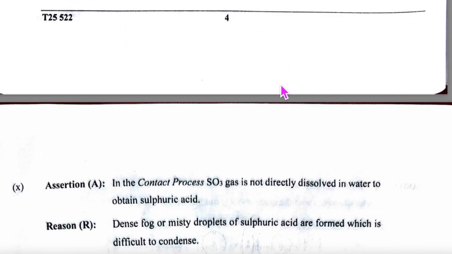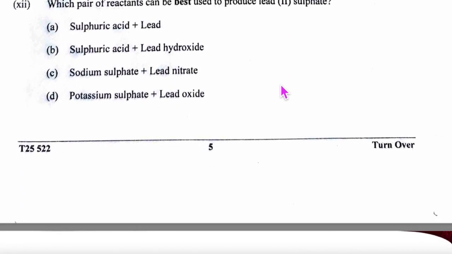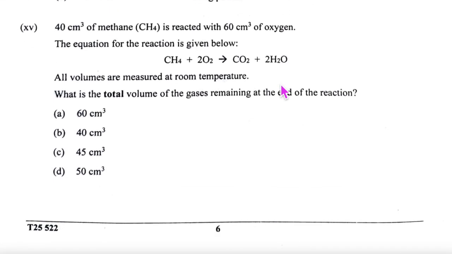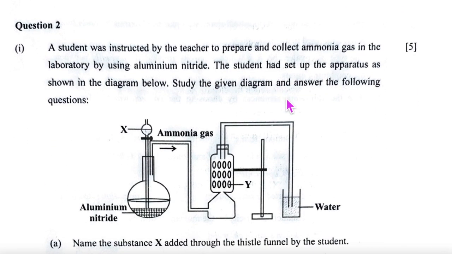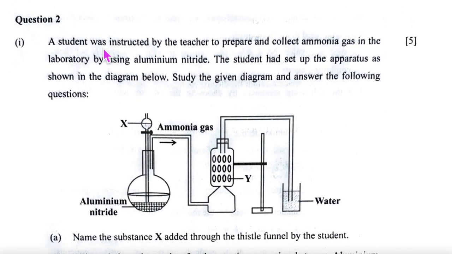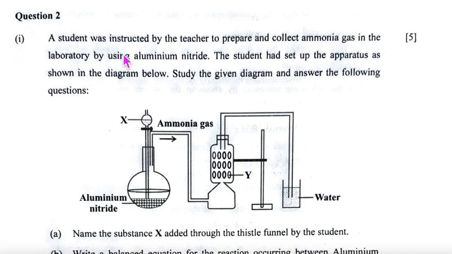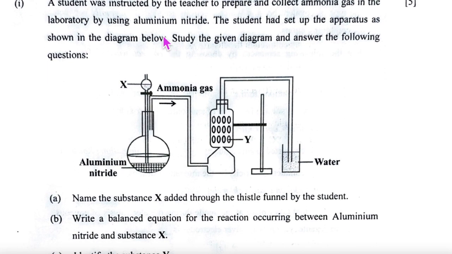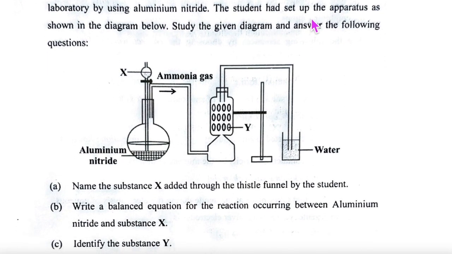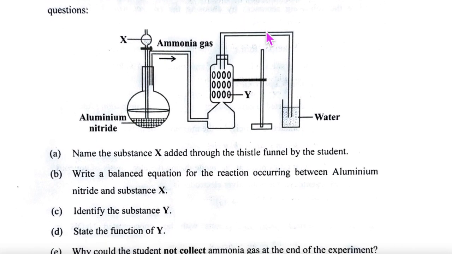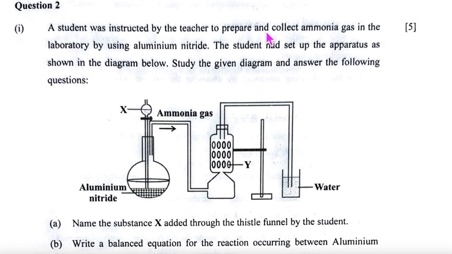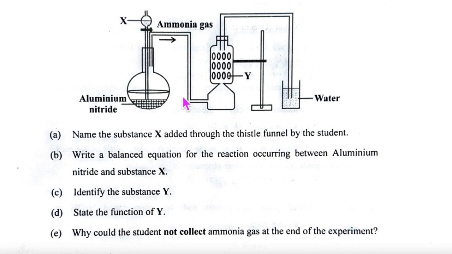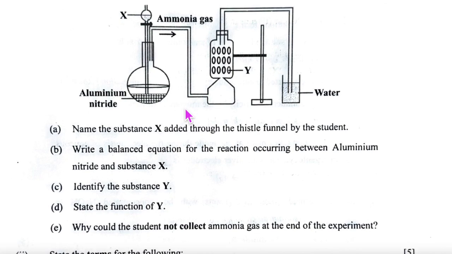In this video, we will be solving question 2 and 3 of this ICSE Chemistry Board paper of ICSE Class 10. Question number 2, first part. A student was instructed by the teacher to prepare and collect ammonia gas in the laboratory using aluminium nitride. The student had set up the apparatus as shown in the diagram below. Study the diagram and answer the following questions. This is a 5-mark question. So we need to know the preparation of ammonia thoroughly, laboratory preparation as well as from the nitrides.